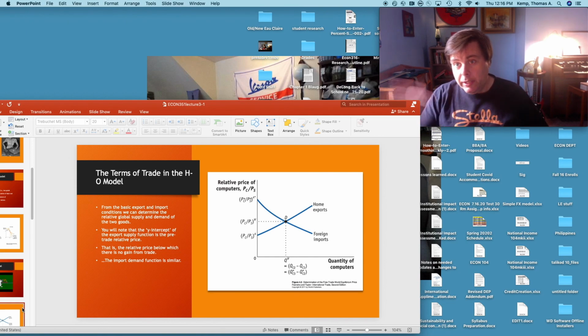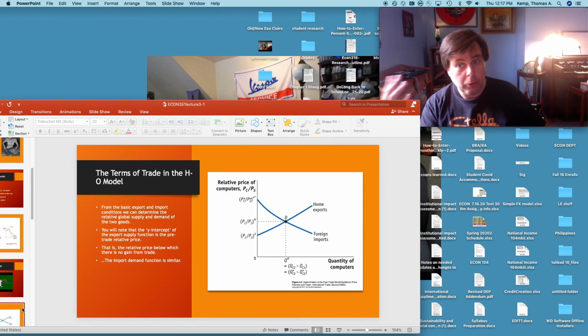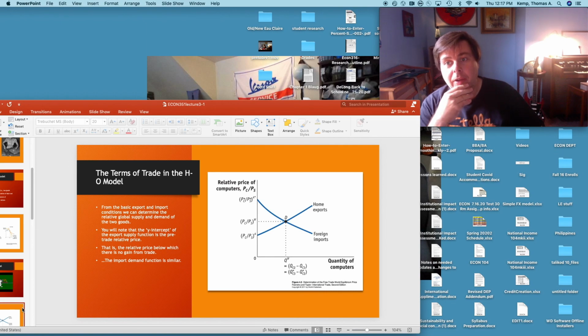All right, so when we get to the place where the two lines cross, just like everything in economics, it's where the magic happens, right? What do we get? We get a global trading price, right? So a global price for computers in terms of shoes. And we get a relative global production of computers relative to shoes. Okay?